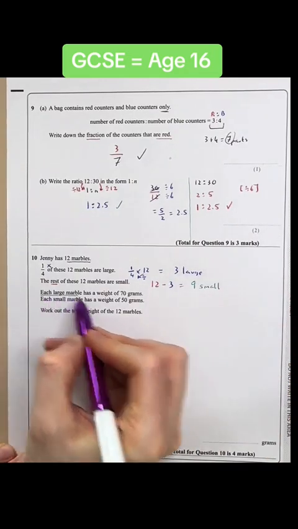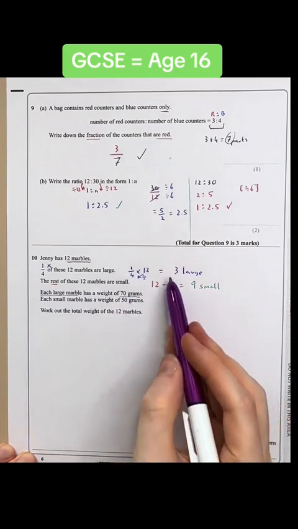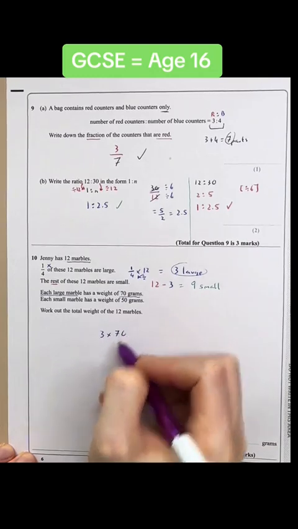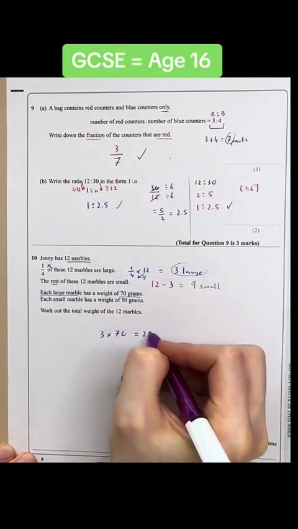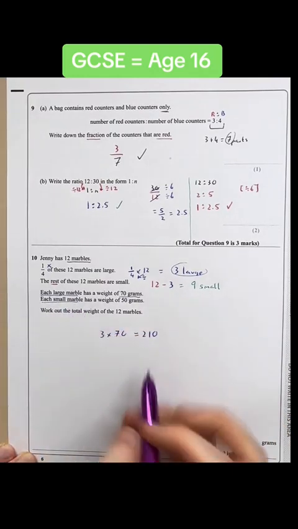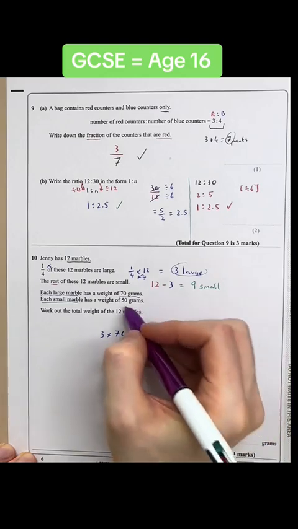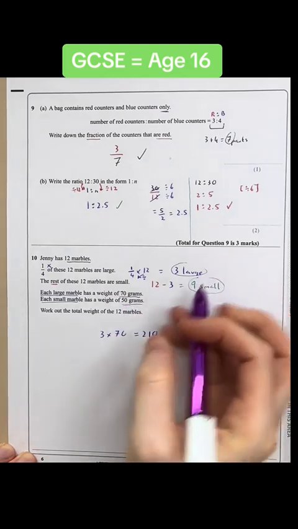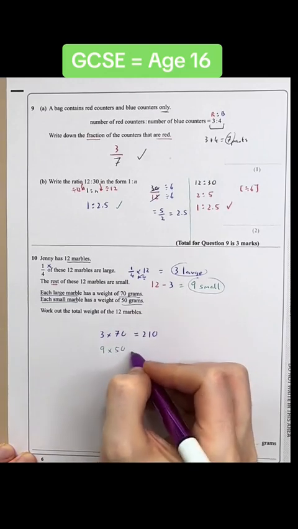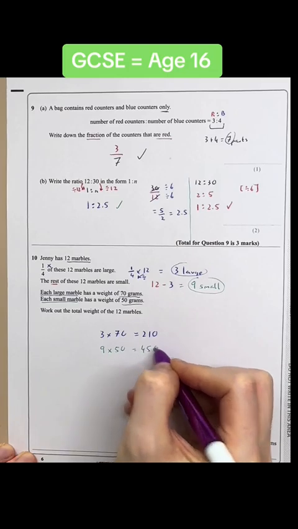Each large marble has a weight of 70 grams. I know there's 3 large marbles. So I'm going to do 3 times 70. 3 times 7 gives you 21. And then add the 0. So 210 grams. I know each small marble has a weight of 50 grams. And I know there's 9 small marbles. So therefore the total weight of the small will be 9 times 50. Well, 9 times 5 is 45. And I can add on a 0, so 450.